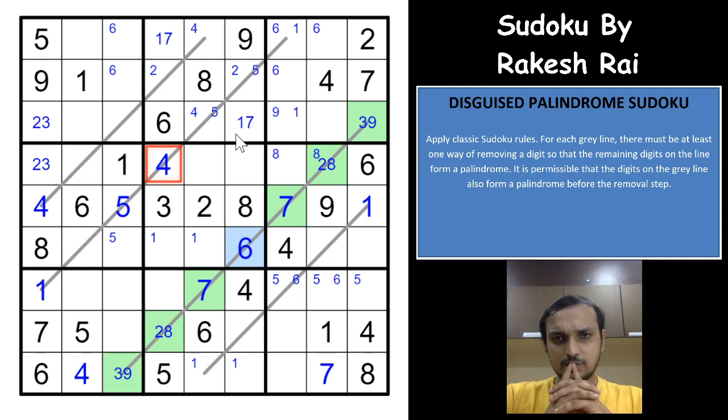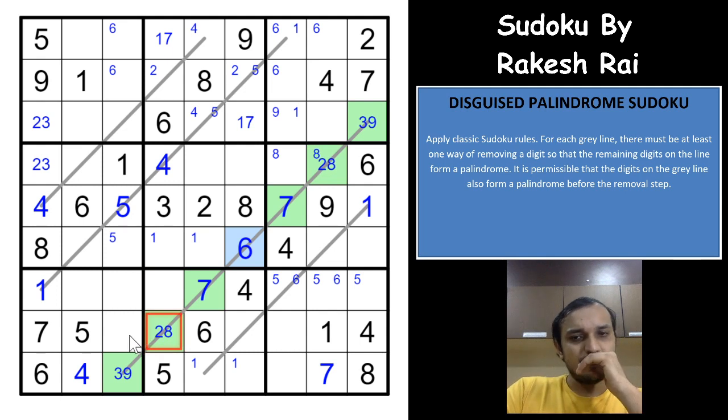Anything else we are missing here? So if this is a 4, and you have 2 and 8, right? So 2 and 8 would have to be here. No, what are we missing here, guys? Come on.